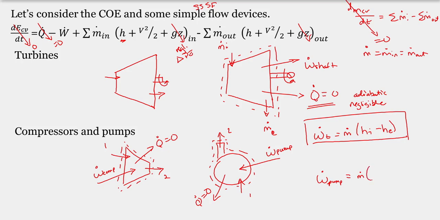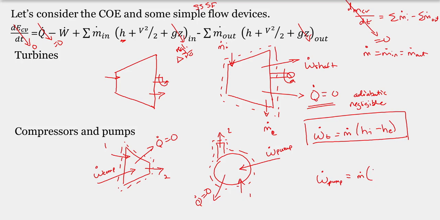Because remember, we like work out in the power generation sector. We like to see work out as a positive number. This is a high energy state going into a turbine. This is a low energy state coming out of it. So this number is going to be positive. Work out is positive.